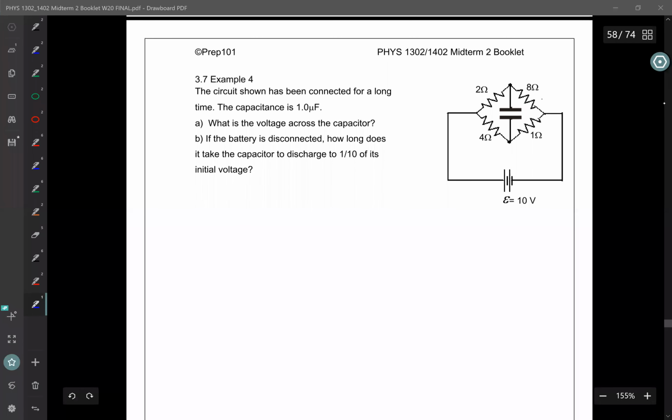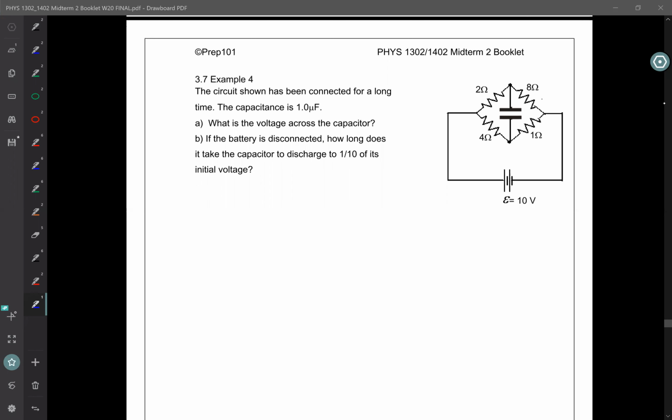Hi everyone, I'm going to solve 3.7 example 4. This example is a bit more complicated than the previous examples, and it's a very important example. So make sure you go over it, make sure you totally understand this in case it's going to be a long answer question in your exam.